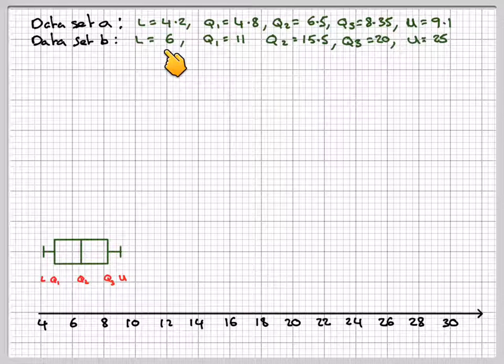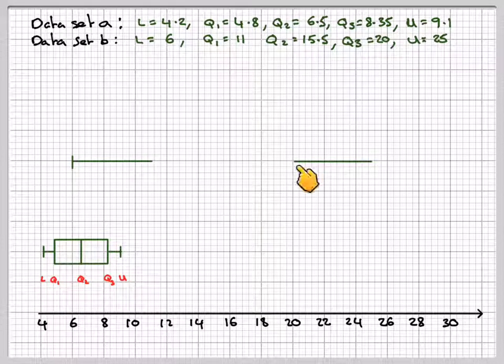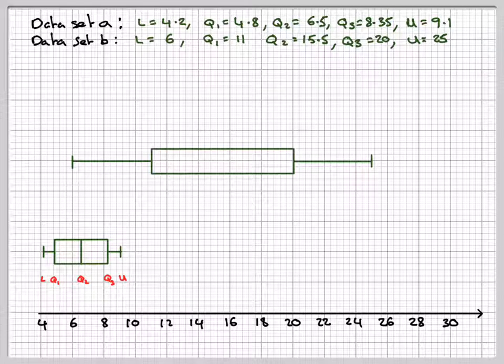This is probably a bit easier. 6 to the lower quartile, which is 11. And then I'm going to start at the upper quartile, which is 20, go along to 25, drawing a whisker there, and then I'm going to draw the box in, and then I'm going to put the median at 15.5.